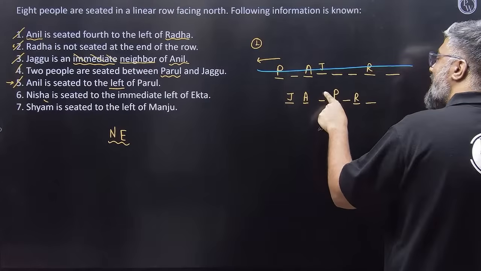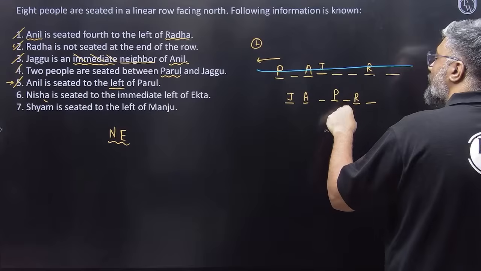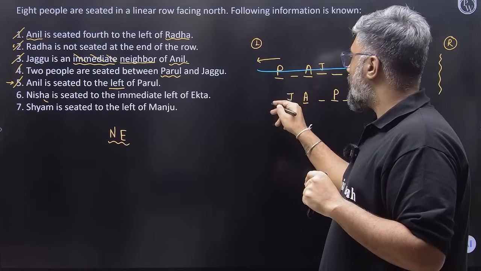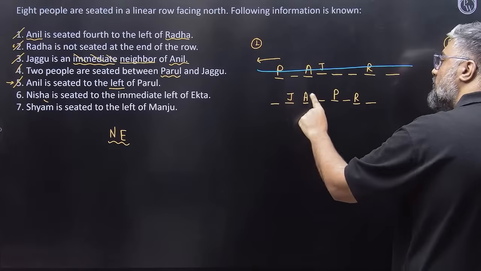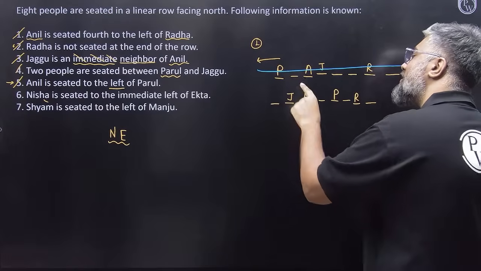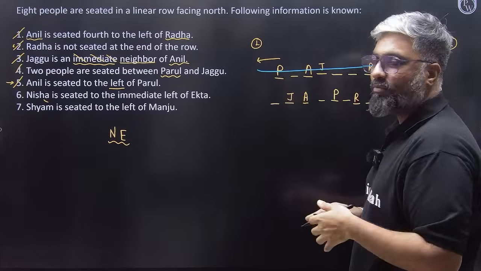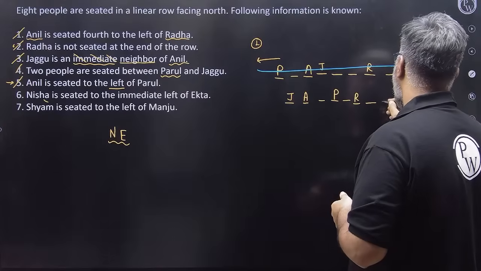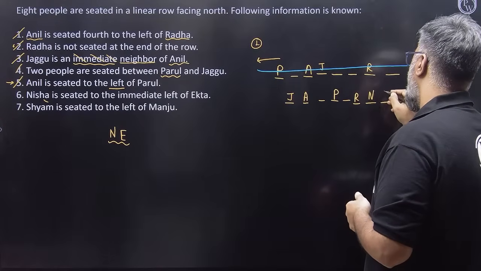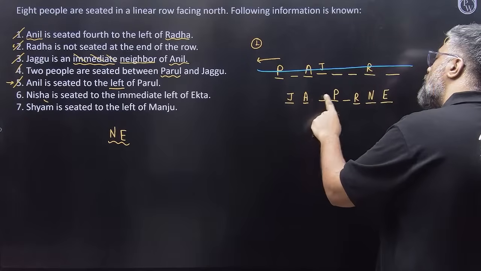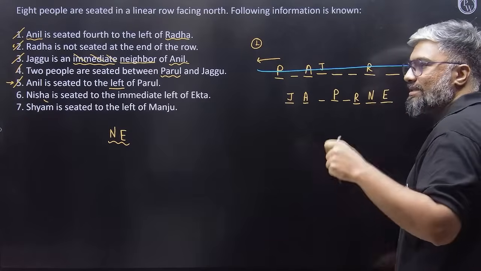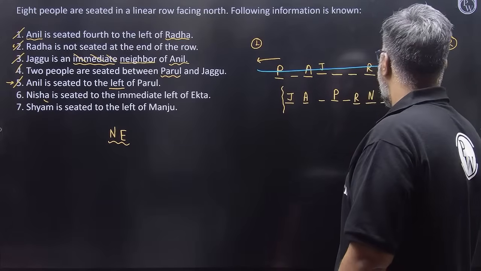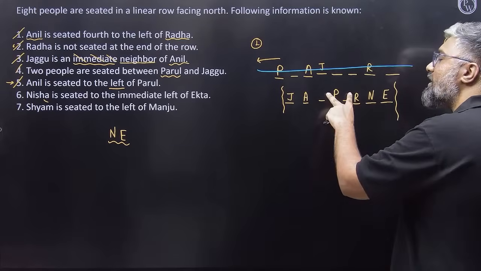Can I place N here, E here? Not possible. If there was 1 more seat here, then I would have 8 seats: 1, 2, 3, 4, 5, 6, 7, 8. Can I still do Nisha here, Ekta anywhere? Not possible. So the only place where I can do Nisha and Ekta would be these 2 seats. Nisha, Ekta, 1, 2, 3, 4, 5, 6, 7, 8 seats. Works? So now this is the end. We have 2 seats here empty.